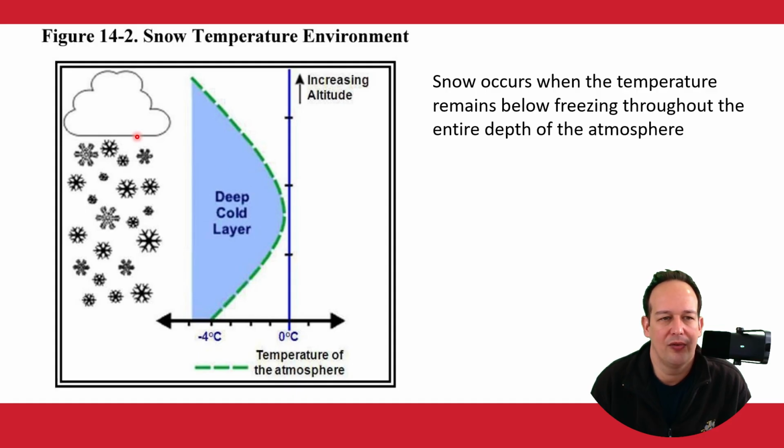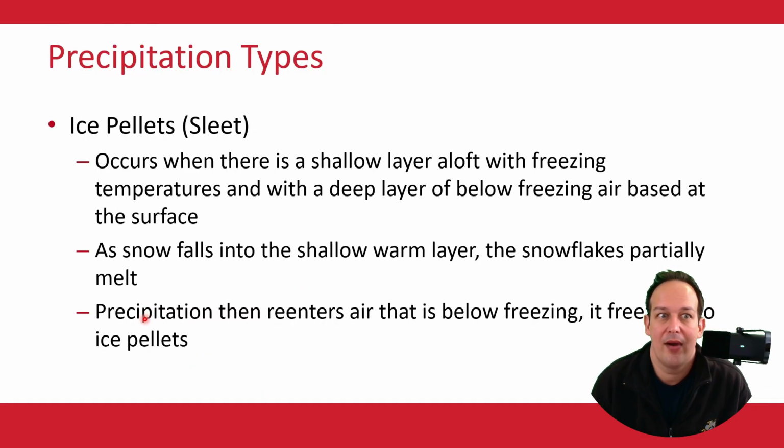And so for snow to occur, that's going to be the ice crystal process where the ice crystals form and then the water droplets adhere to those ice crystals and they form the snowflakes. And then since it stays below freezing throughout as it descends down to the surface, it just stays as those snow crystals. And then we have ice pellets, or as you might know it, sleet.